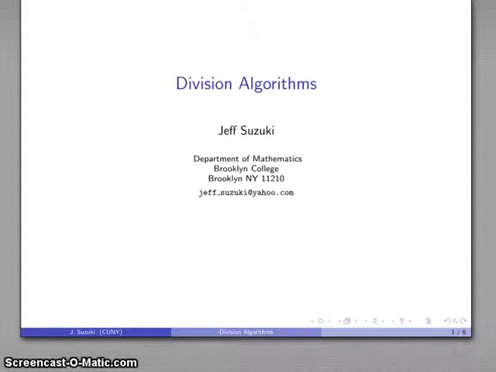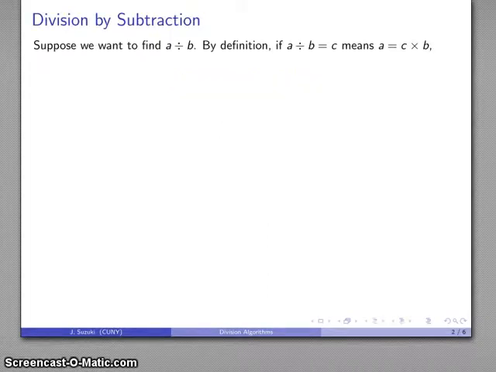Alright, so let's take a look at how we would actually perform a division. And so, again, our definition of division: if I want to find A divided by B, by my definition, if I have A divided by B, what that's telling me is that A is C times B. And so that stems from our definition of division.